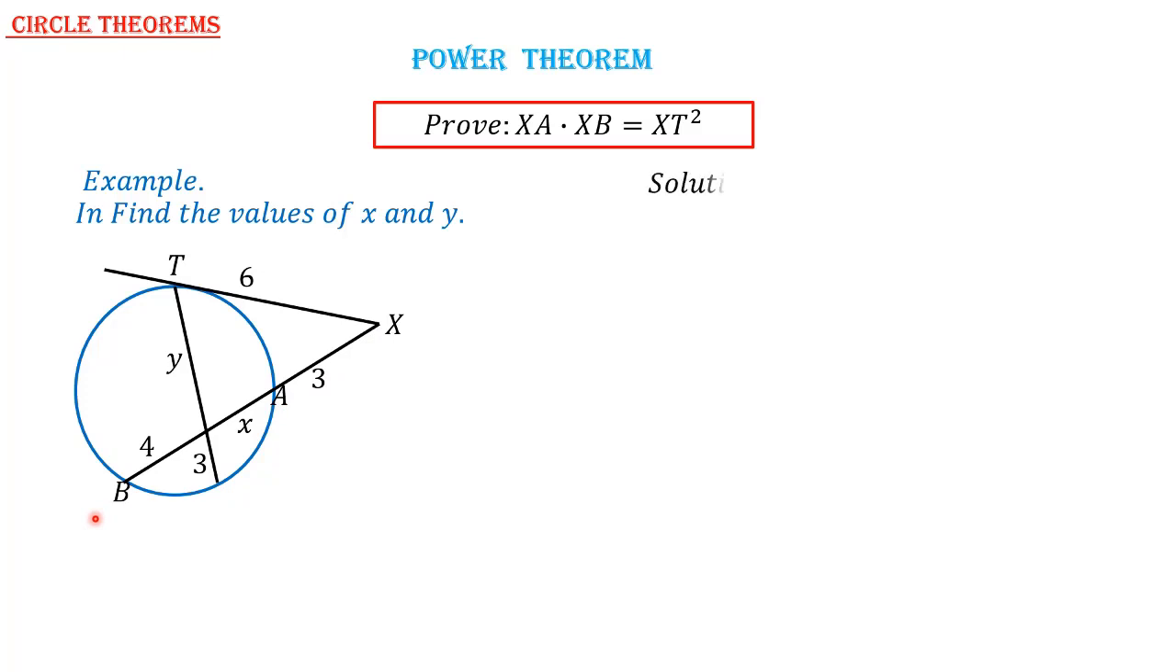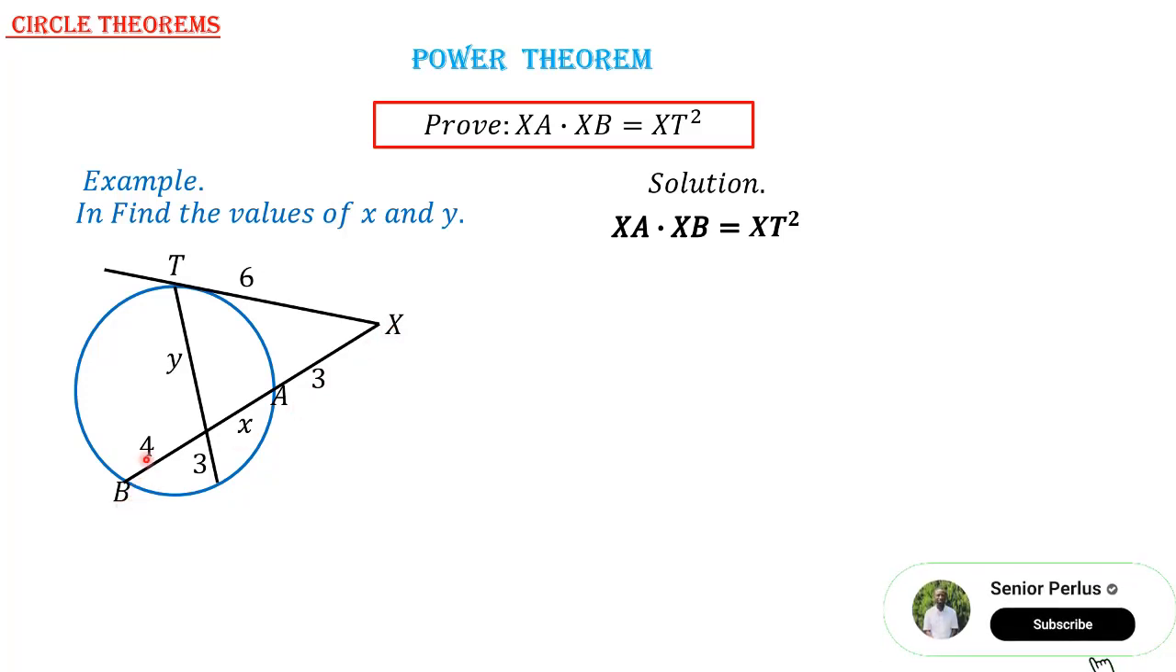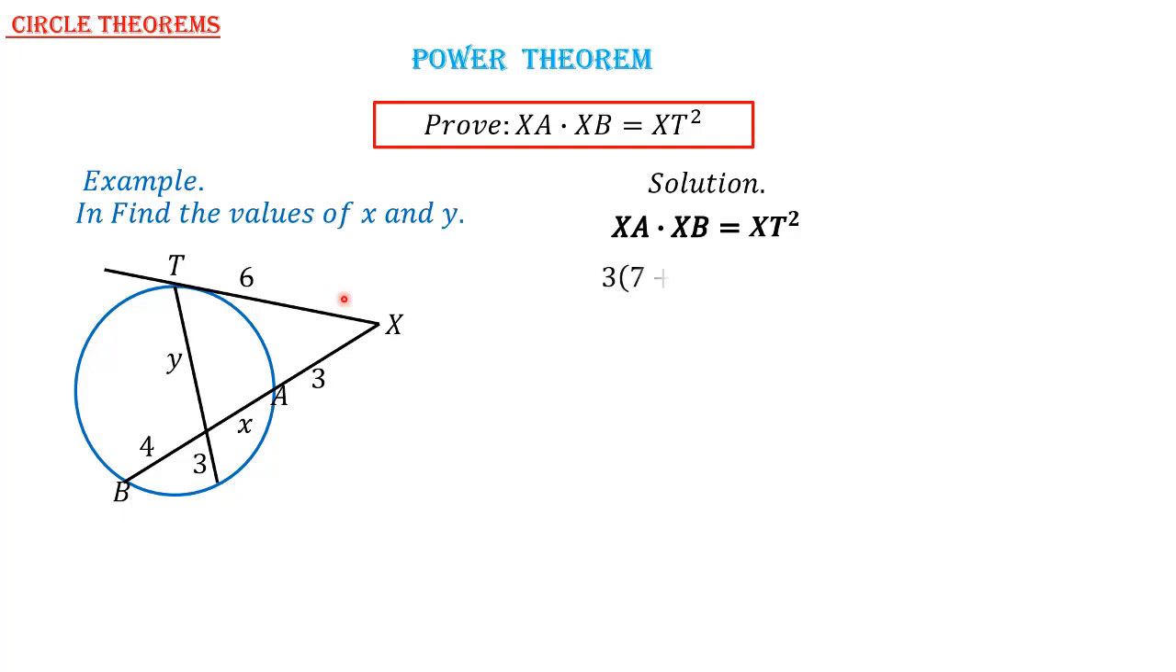So solution. And we are saying that SA times SB is ST squared. Now our SA here is what? 3, right? From here, SB will be what? Because here we have 4 plus S plus 3. So 3 plus 4 is 7 plus the S. So our SB is 7 plus S. So it means that 3 times (7 plus S) equals 6 squared. So this one we get 36 here.